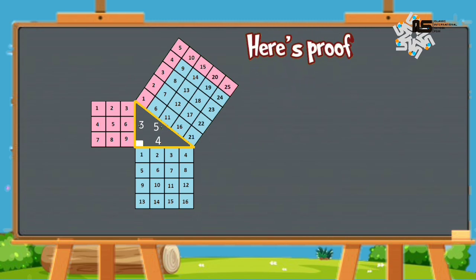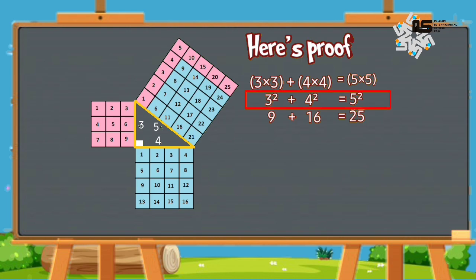Let's see the explanation. First, we add 3 times 3 with 4 times 4. We know that 3 times 3 is equal to 3 square and 4 times 4 is equal to 4 square. 3 square is 9 and 4 square is 16. If we add 9 with 16, it is equal to 25. And you know 25 is the result of 5 square. So the conclusion is 3 square plus 4 square is equal to 5 square.